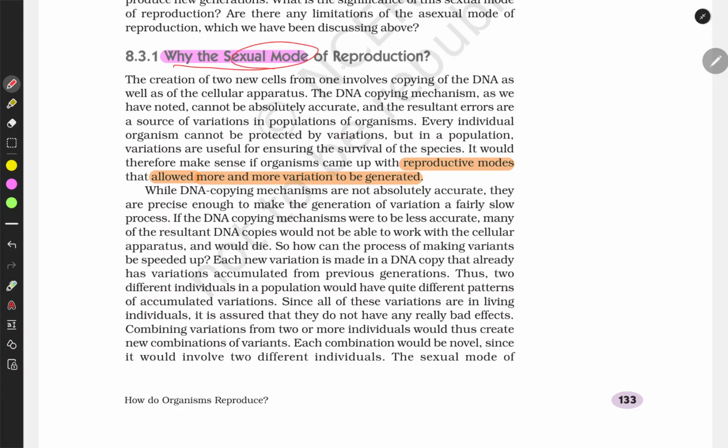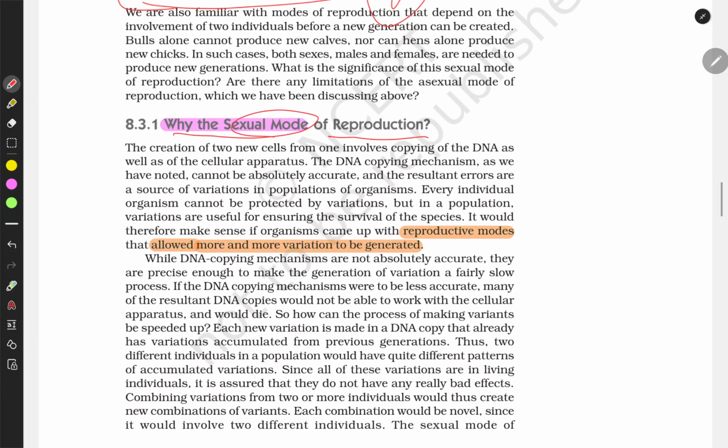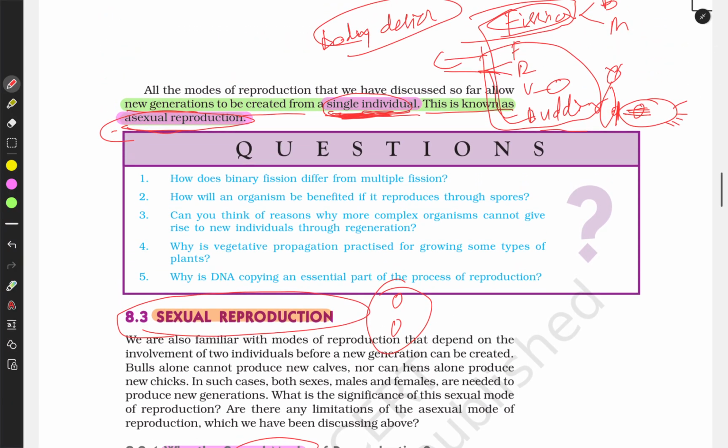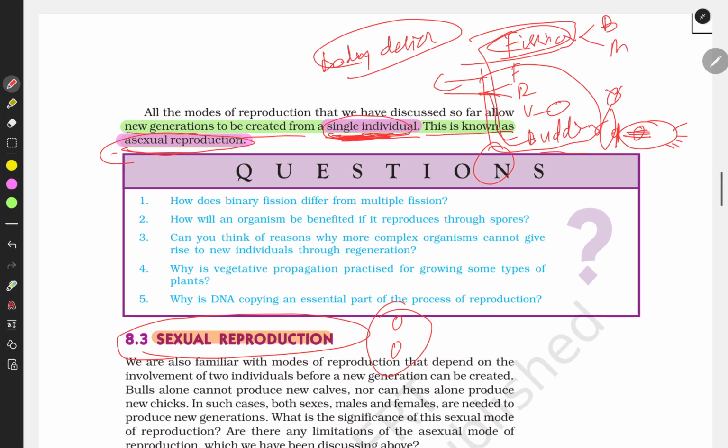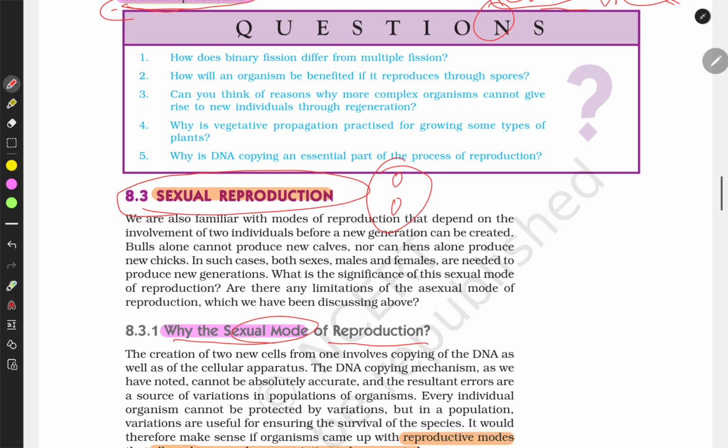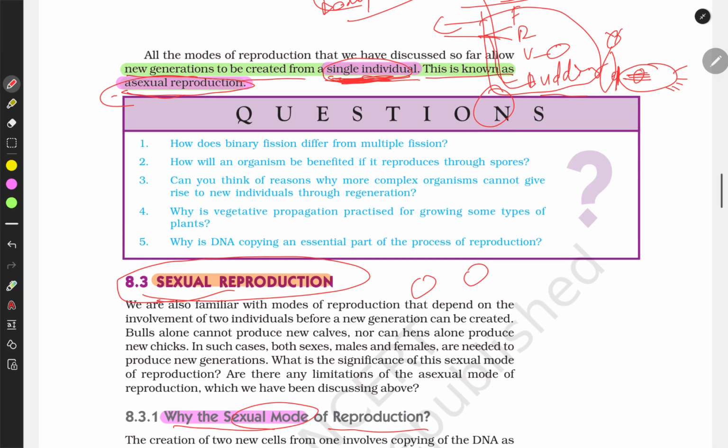And why the sexual mode of reproduction? What is the need for the sexual mode of reproduction? If the asexual mode of reproduction is already producing a lot of different varieties and modes, and the individual is creating new individuals, it is fine there. So why does this sexual mode of reproduction develop?